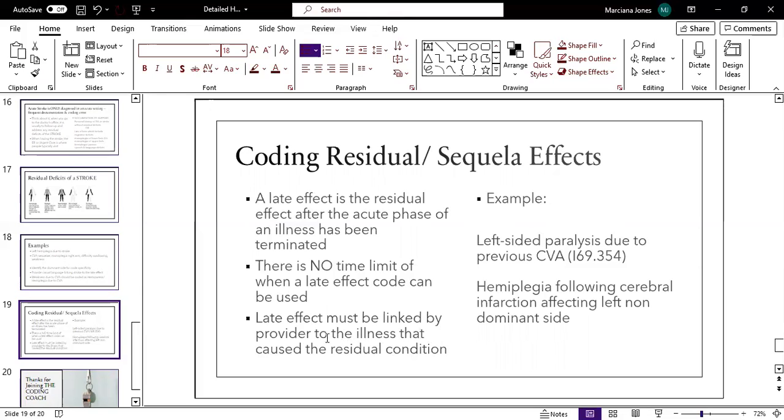Late effect must be linked by the provider to the illness that caused the residual condition. Like we said, stroke due to CVA, or CVA, excuse me, in the previous slide. So here I got another example, left-sided paralysis due to previous CVA. And that's what they mean here by late effect must be linked by the provider to the illness. This is linked because it said the left-sided paralysis, they're paralyzed because of a previous stroke. And their code is going to be I69.354.